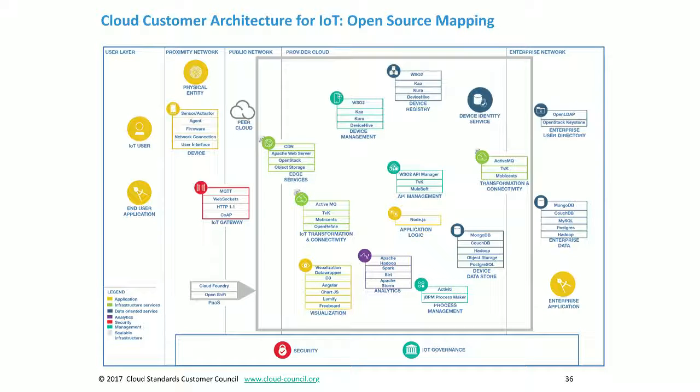MQTT is very popular. We have WebSockets also. We showed HTTP 1.1, but MQTT will be the preferred one, as well as CoAP, which is the Constrained Application Protocol. So these are some of the protocols for the IoT gateway we suggested, for how you will come inside the provider cloud via the public network.